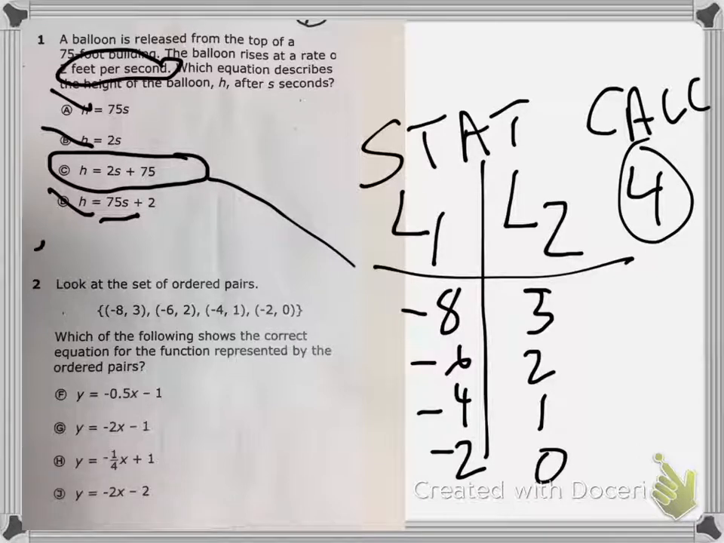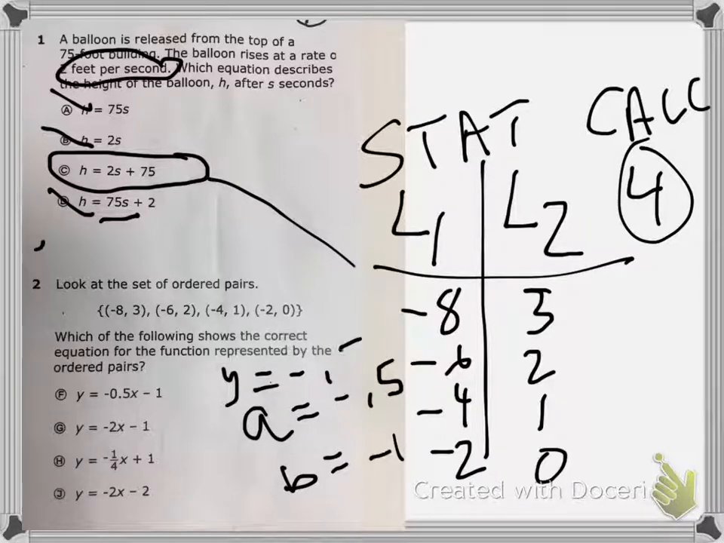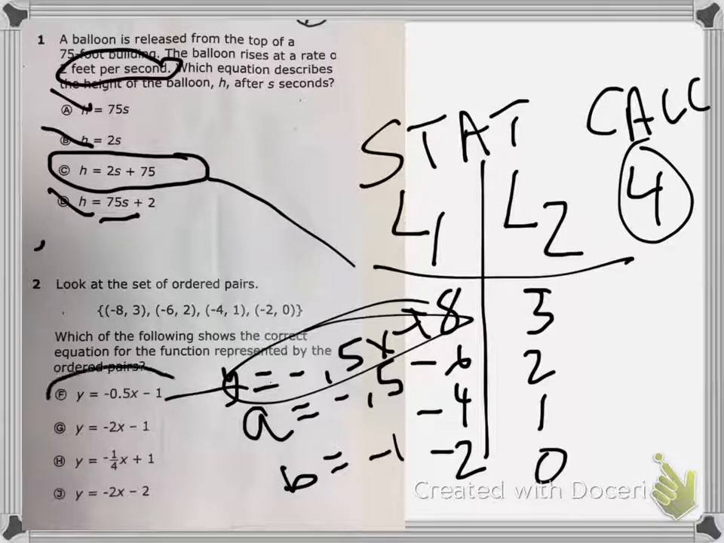And once I press calculate, I'll see that the slope a is equal to -5/10. And then I'll see that the y-intercept is equal to -1. So my equation should read y equals -5/10 x minus 1. Okay, and so that matches letter F, or answer choice F. This is the best choice.